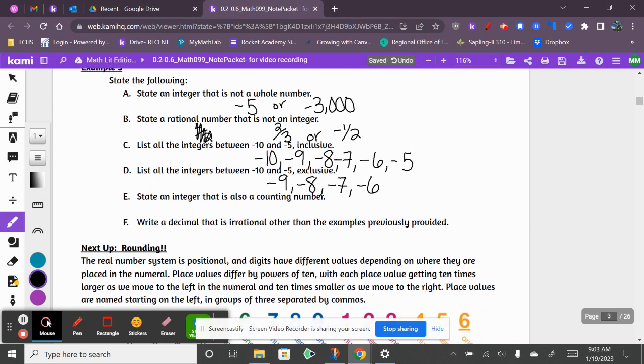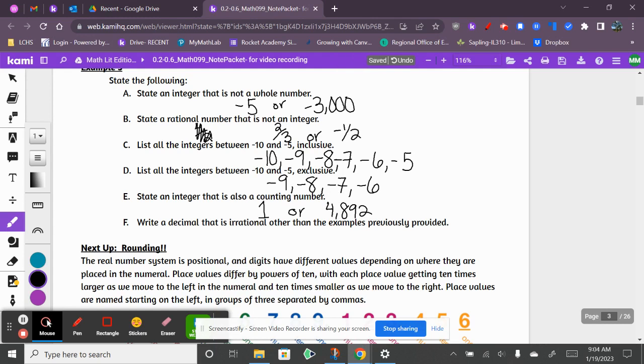For E, it says state an integer that is also a counting number. If we have an integer that's also a counting number, we want it to be just a positive one that's 1 or more. So we could use 1, or we could go much bigger and say 4,892. Either of those would work, and a lot of others.